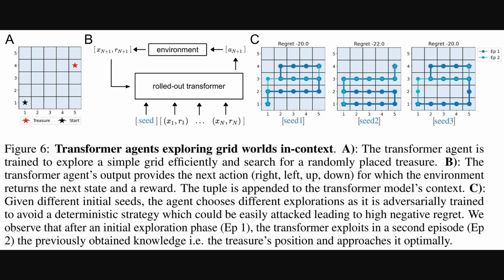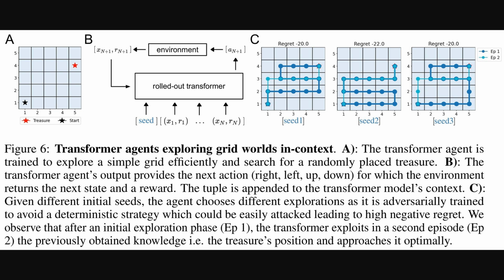Okay, so this next figure, on page 8, shows the transformer tackling exploration in a grid world that's like a simple game map where it searches for treasure. Part A is the map. Part B shows the transformer using its seed to decide moves. Part C is key. Different seeds lead to different exploration paths.